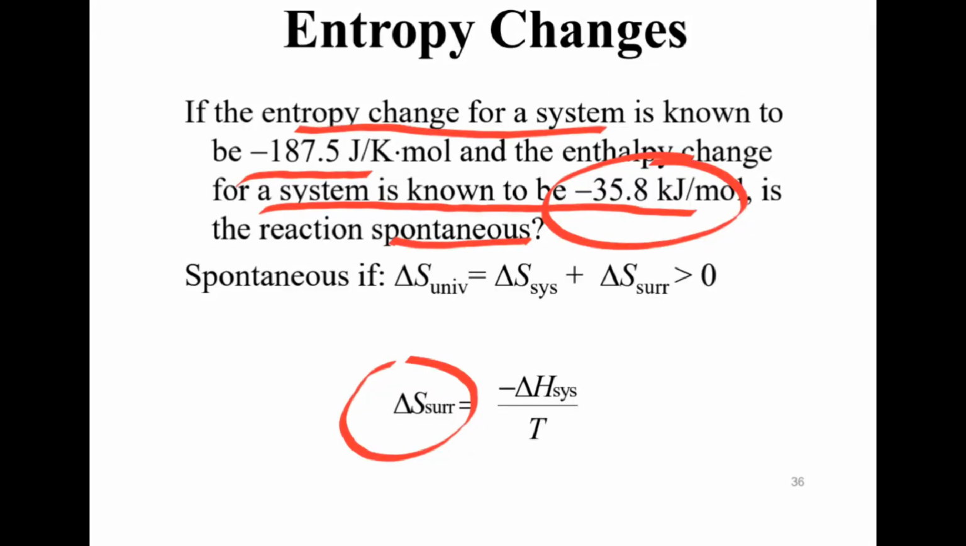So what I was trying to say was, now we are asked to predict if the reaction is spontaneous or not, right? And we are given the entropy of the system and enthalpy of the system. So because we have the enthalpy of the system, we can calculate the entropy of the surrounding one.